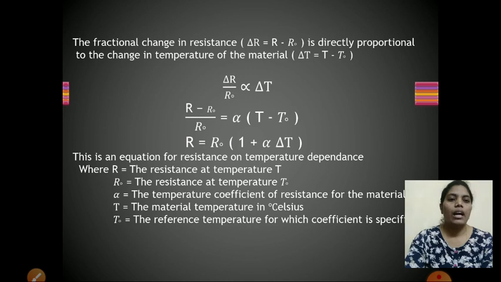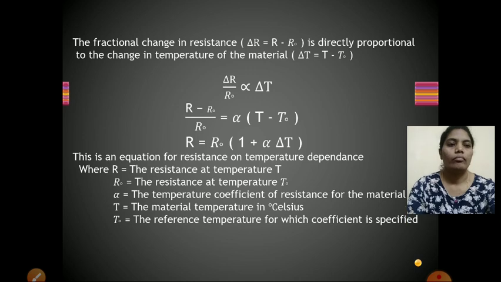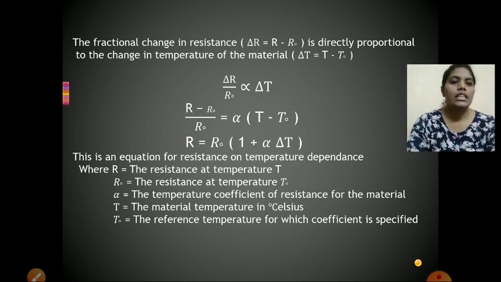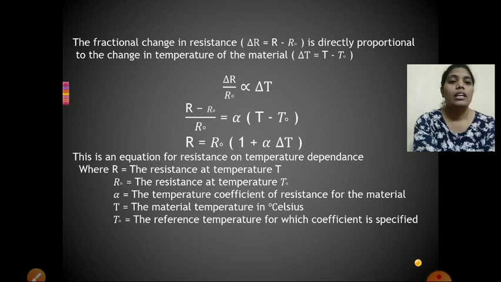Now delta R is simply R minus R naught. On cross multiplying the factor in the second equation, we get R as R naught of 1 plus alpha into delta T. This is the equation for the temperature dependence of resistance. The resistance of a material depending upon its temperature is given by R equals R naught of 1 plus alpha into delta T.